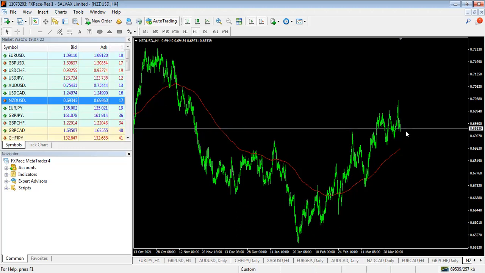Okay, like today, looking at the current market, look at price 0.69341. Price is above. If you want to do anything here, just buy for me. Forget the price action, forget anything, just buy. Just click on buy.